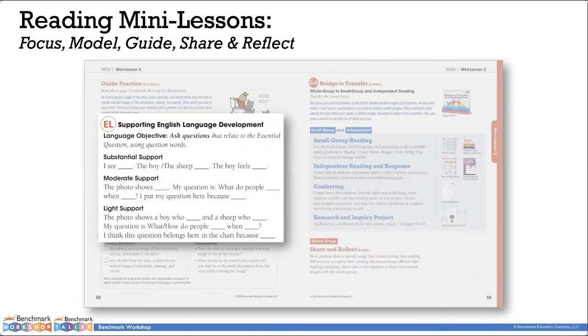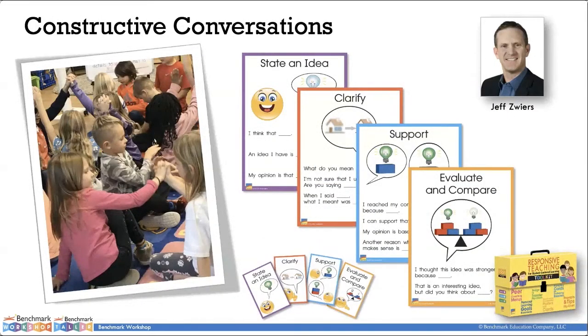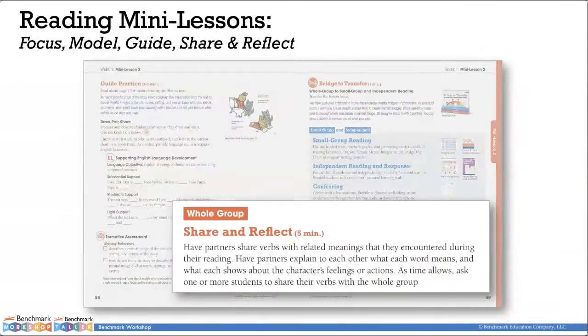English language learner scaffolds are found in each lesson with light, moderate, and substantial support provided. During guided practice, students process their learning in constructive conversations that are built into the lessons. Posters and cards provide support for these conversations and are based on the work by Jeff Zwiers. The lesson ends as students share and reflect on their learning.